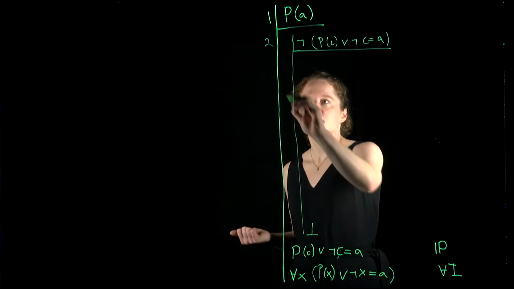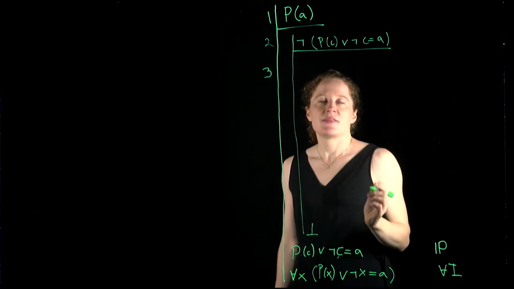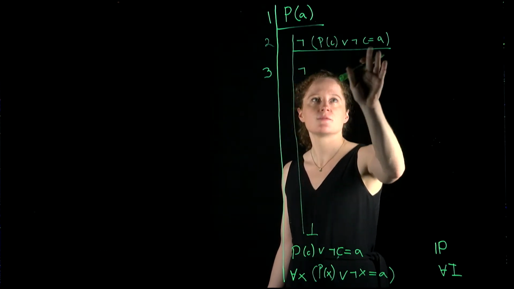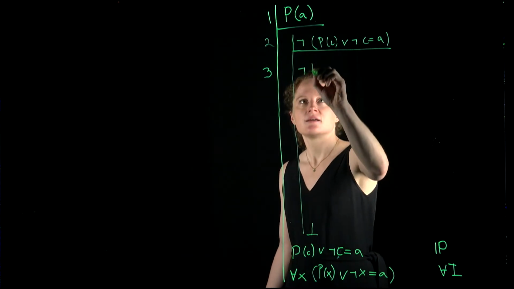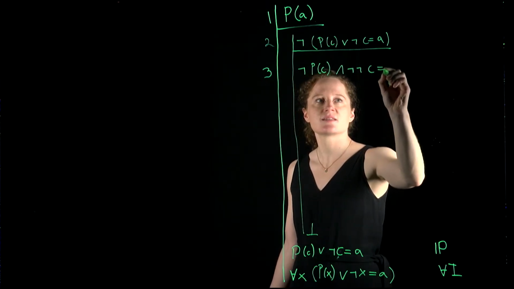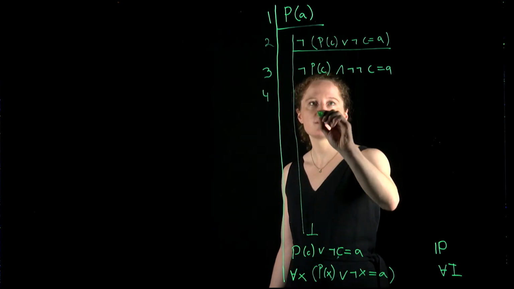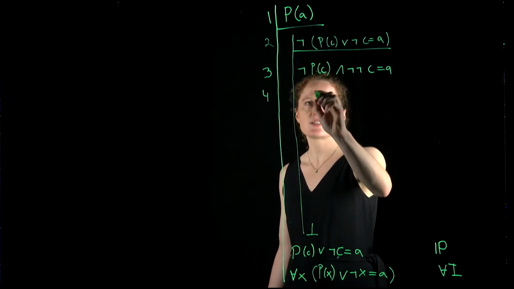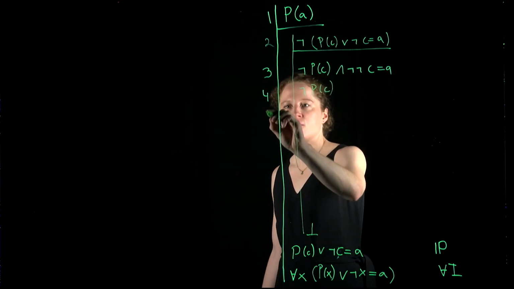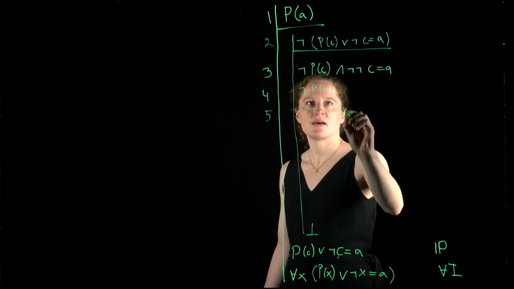Now, how can we do that? Well, here I see that I have a negated disjunction, and that reminds me of De Morgan's law. So I can infer a conjunction where both of these disjuncts are negated. Not PC and not C equals A. I make my life easier and apply conjunction elimination to this conjunction here. So that gives me not PC in line 4, and it gives me not C equals A in line 5.